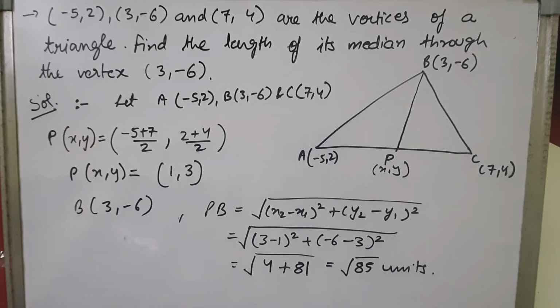By applying the distance formula, which is under root x2 minus x1 the whole square plus y2 minus y1 the whole square, and substituting the values, we'll get 3 minus 1 the whole square plus minus 6 minus 3 the whole square. When we solve, we'll get under root 85 units. So this is the length of the median. We can convert it into decimal, it will come 9.22 something. Note down the solution, please.